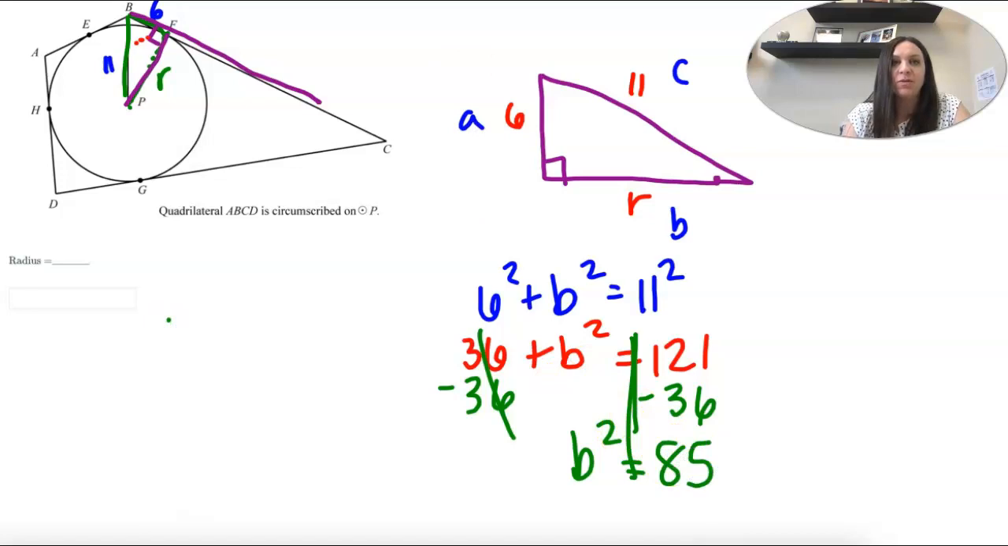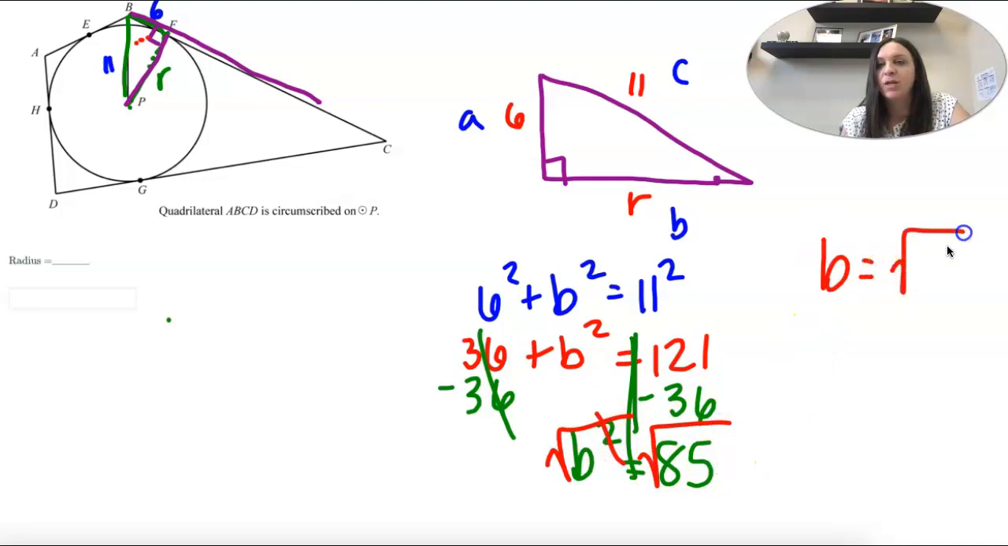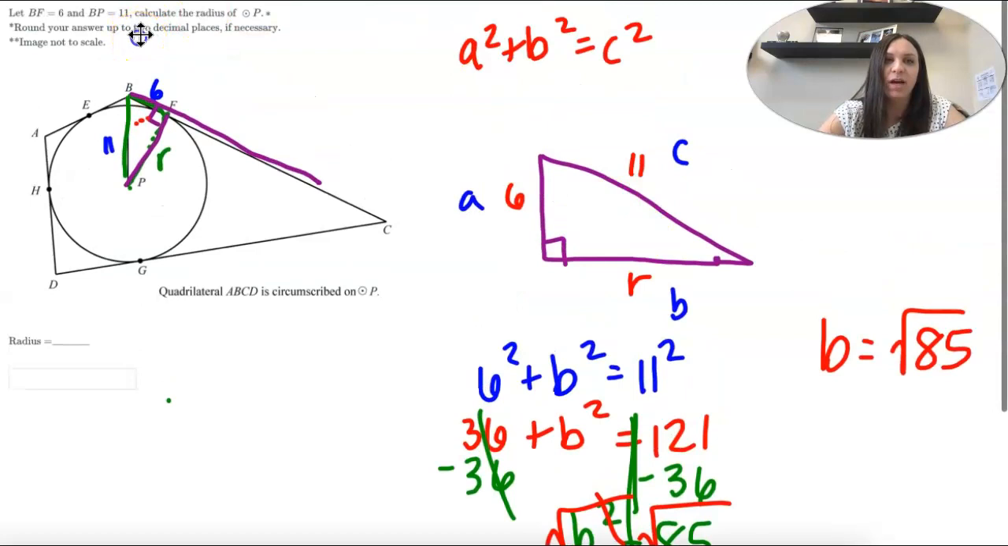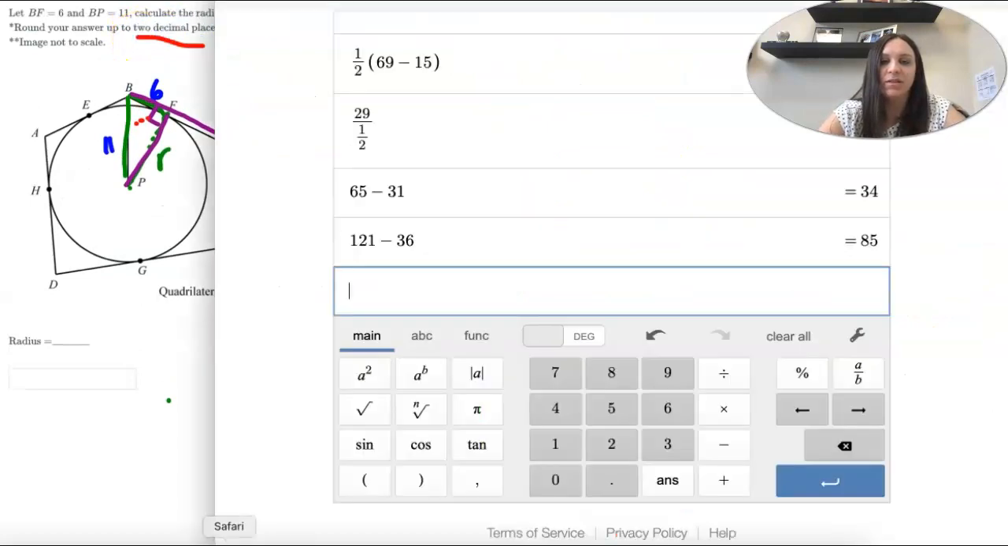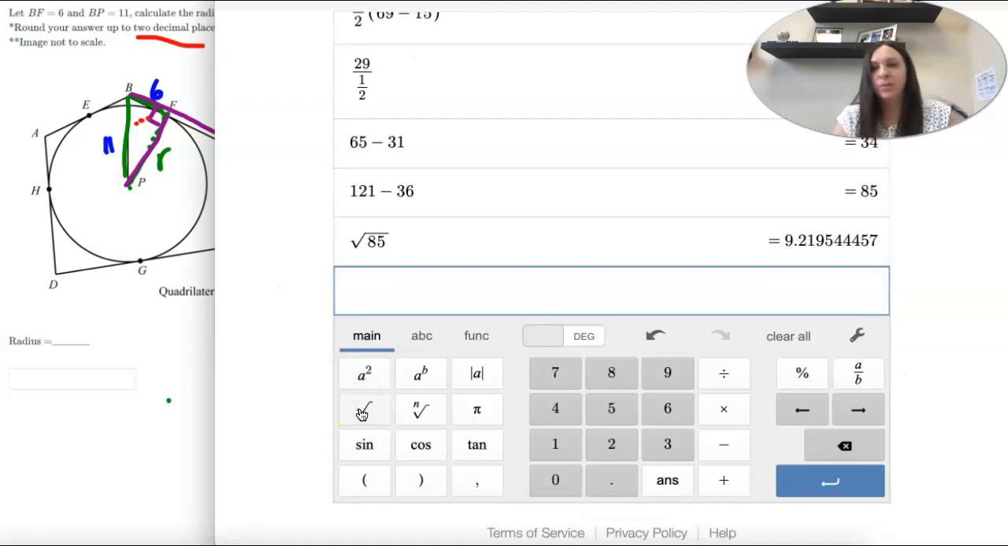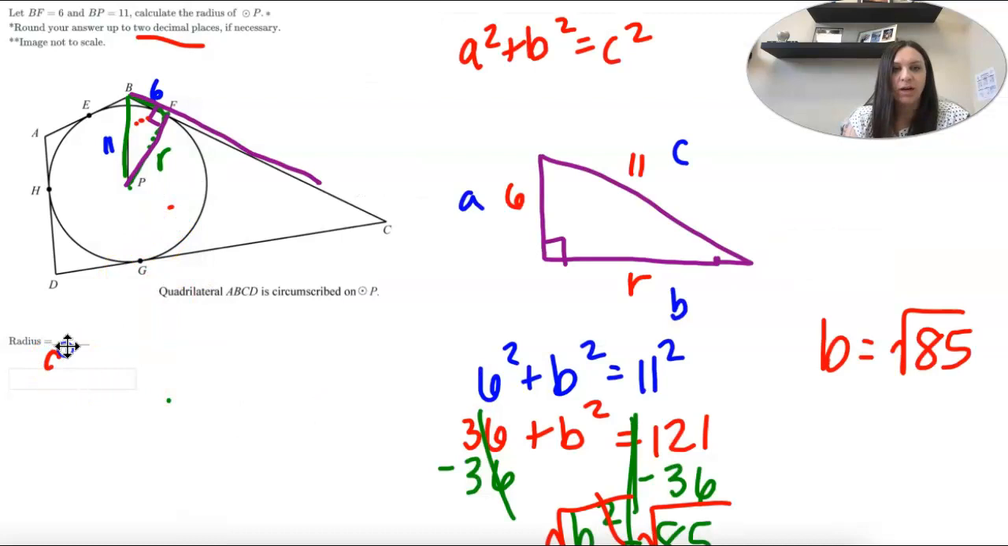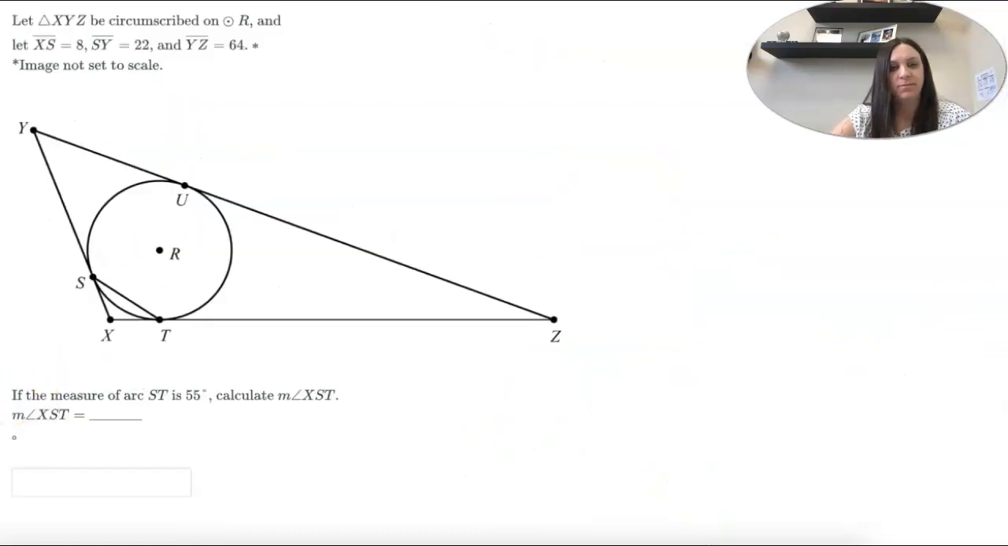But I don't want B squared, I want B. So I'm going to take the square root of both sides to get rid of that square. So B equals the square root of 85, but we're rounding to 2 decimal places. So I'm actually going to type in the square root of 85, which is 9.22 rounded. This is our last one.